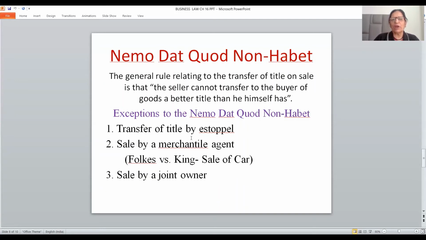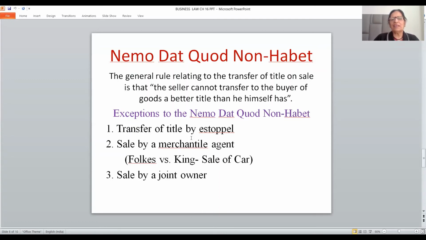Nemo dat quod non habet. Non-owners are not allowed to make a valid sale. So this is the Latin maxim, which means the person who is not the owner cannot make a valid sale. This is the meaning of the Latin maxim Nemo dat quod non habet.